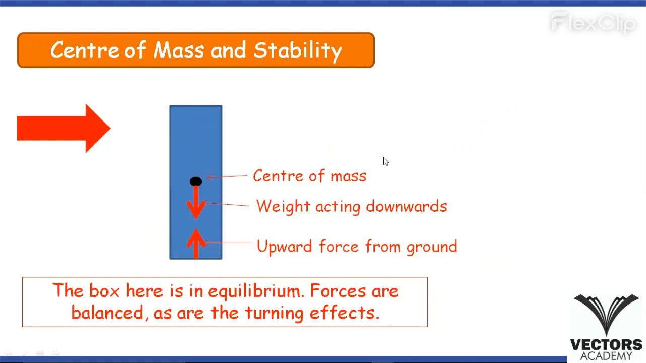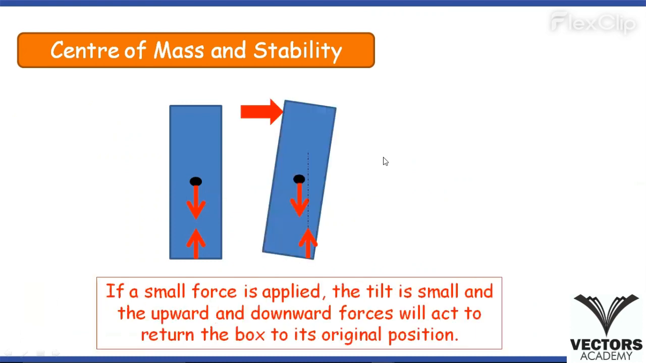The center of mass is exactly at the center of the object. Weight is acting at that point, and a reaction force, which is an upward force, is given by the ground. The box here is in equilibrium. Forces are balanced, hence there is no turning effect.